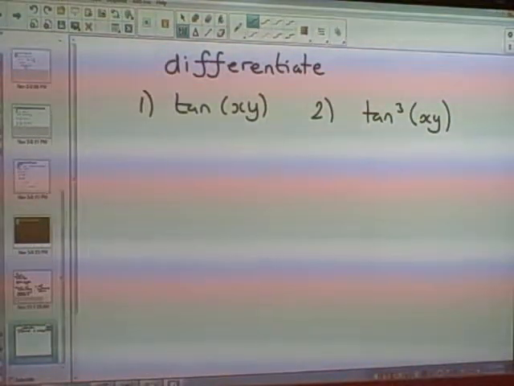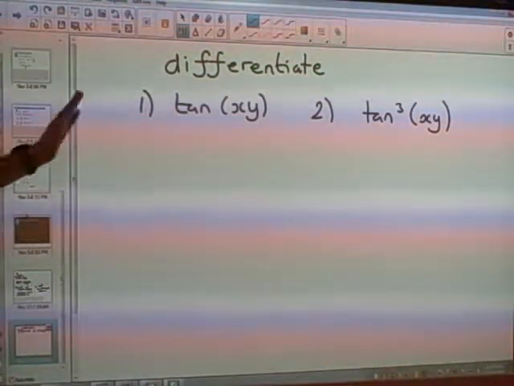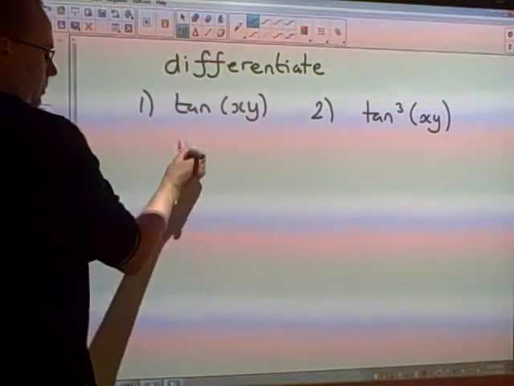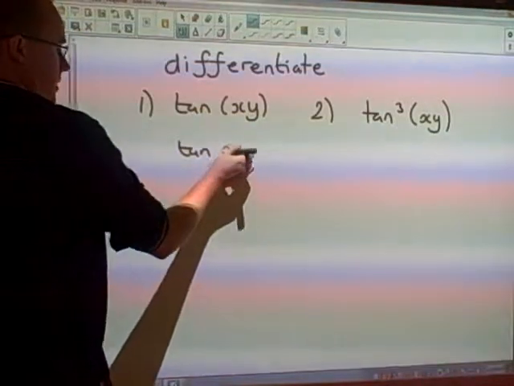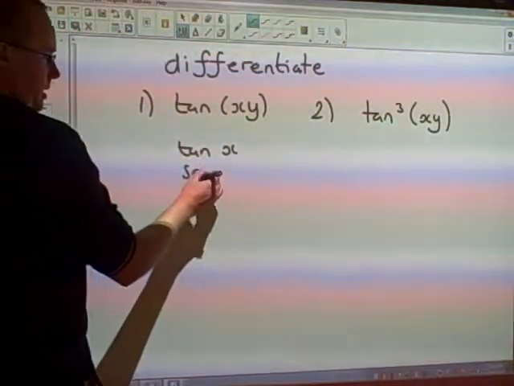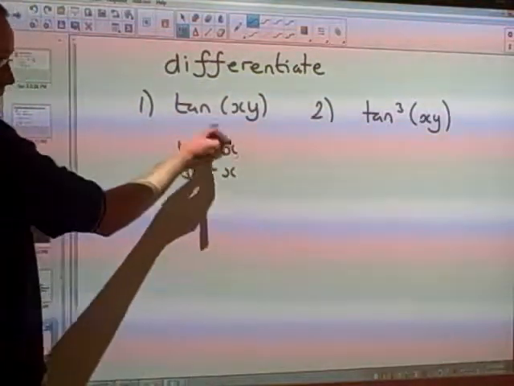Now, trigonometry problems always cause more difficulty, so let's take a look at a couple of these ones. Before we do that, we always want to think of something slightly more simple. So if I was to start off with, say, the tan of x, and I see to differentiate it, the differential of tan is just going to be secant squared. So secant squared of the same thing.